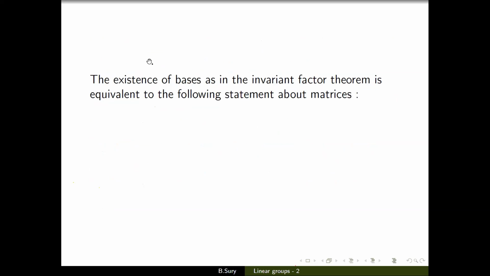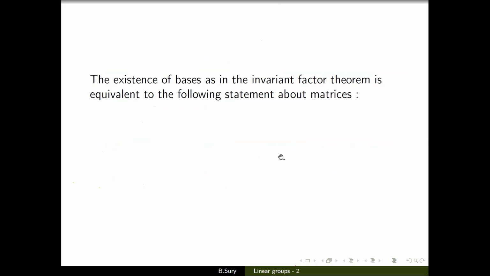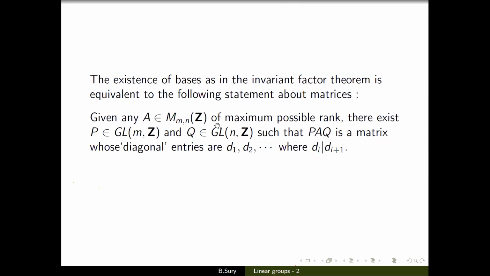So the existence of a basis as mentioned is the invariant factor theorem. This is what I call the invariant factor theorem: the big group has a basis and the subgroup has a basis of this form. Then I'm saying that statement is nothing but the following statement. Given any m by n matrix with integer entries whose rank is the maximum possible, that is, the minimum of m and n. This could be a rectangular matrix. So if it is a 3 by 2 matrix, the maximum possible rank is 2. Then there exists an invertible m by m matrix over the integers.